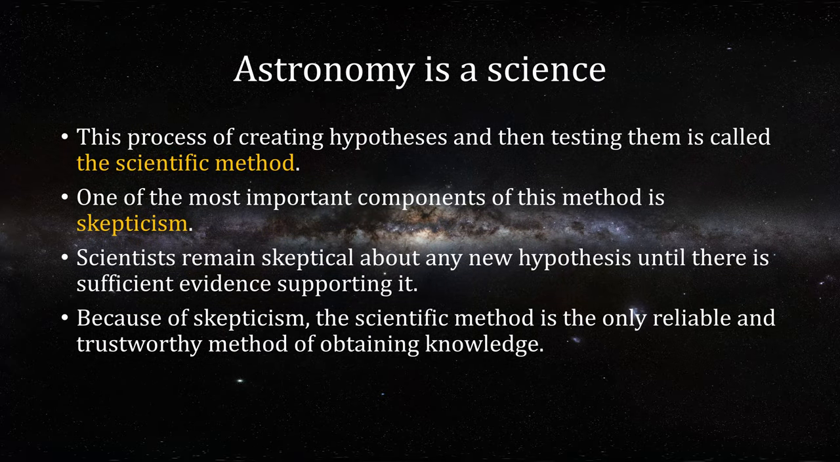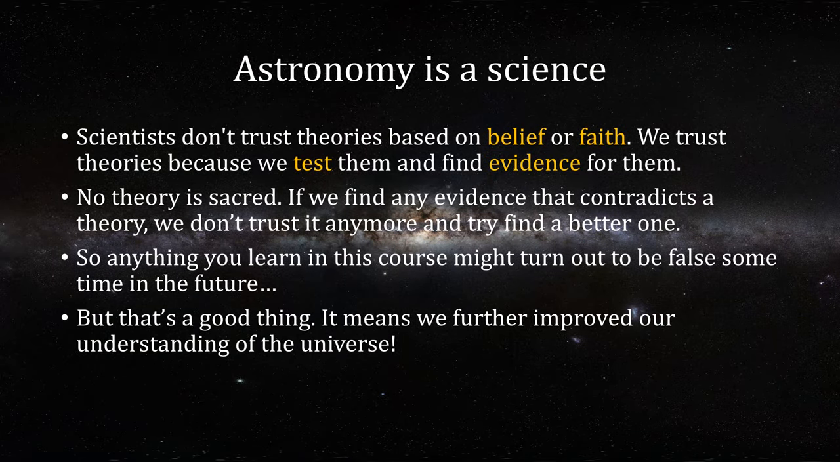This process of creating hypotheses and then testing them is called the scientific method. One of the most important components of this method is skepticism. Scientists remain skeptical about any new hypothesis until there is enough evidence supporting it. Because of skepticism, the scientific method is the only reliable and trustworthy method of obtaining knowledge. Scientists don't trust theories based on belief or faith. We trust theories because we test them and find evidence for them.